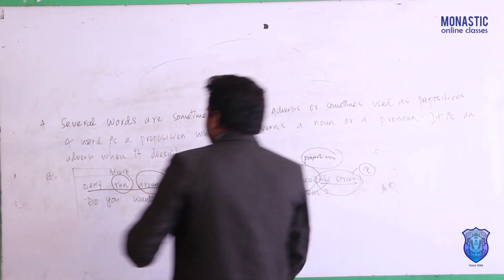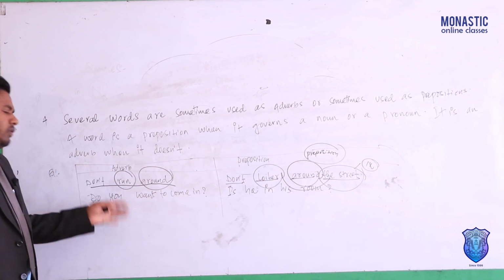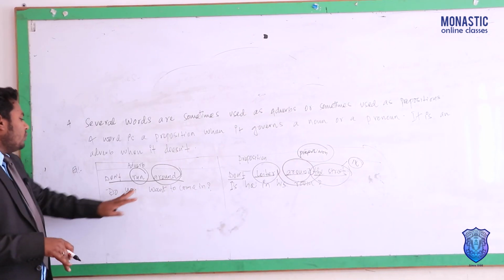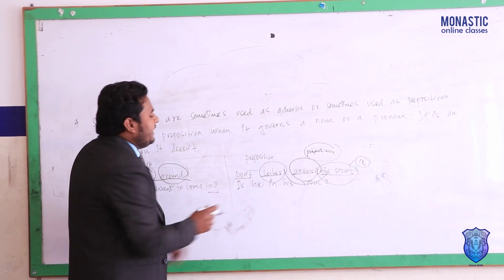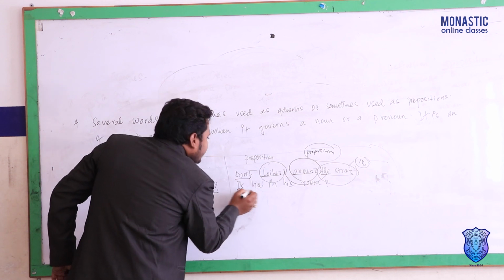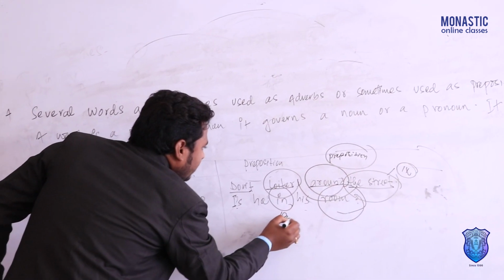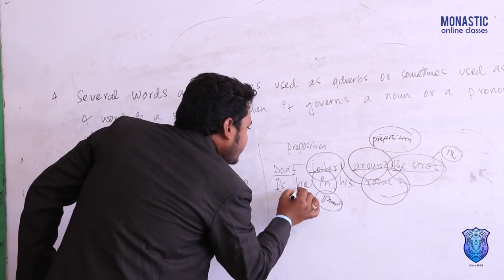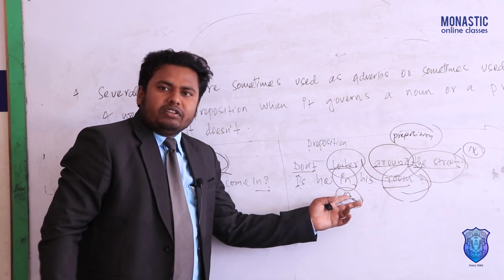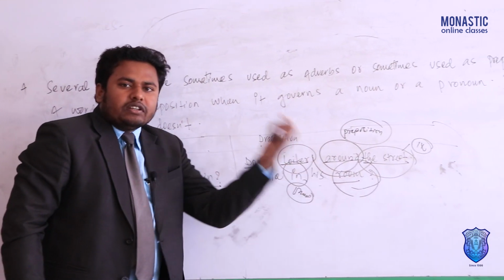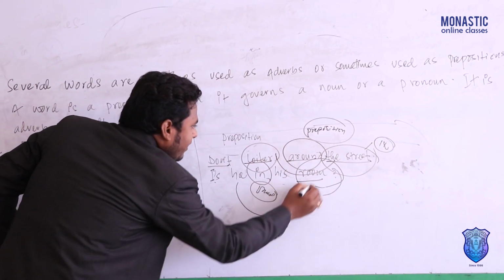Likewise, you can see the example: "Do you want to come in?" We can simply say, "Do you want to come?" But here, "Do you want to come in?" This is an adverb. And here, "Is he in his room?" We can see in is our preposition, and it is used before a noun. Here the preposition connects two words, he and room.